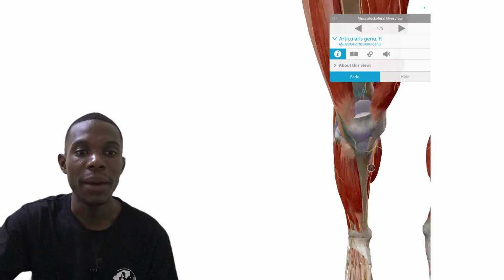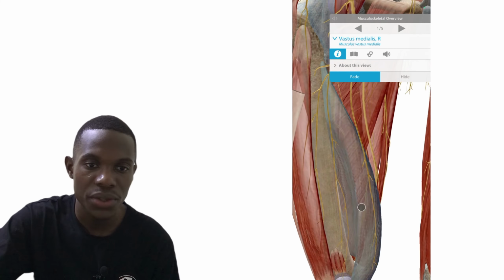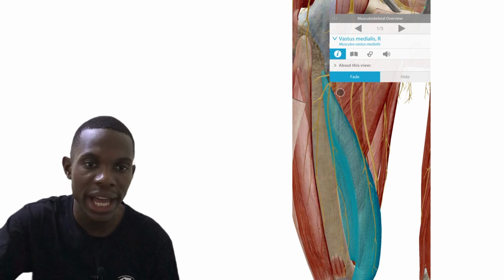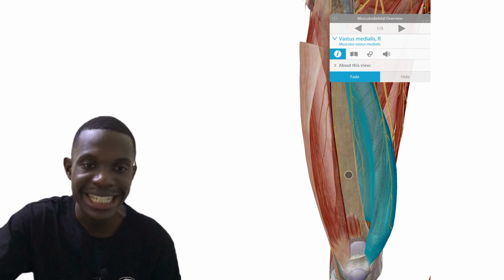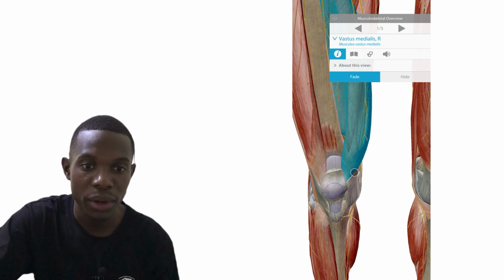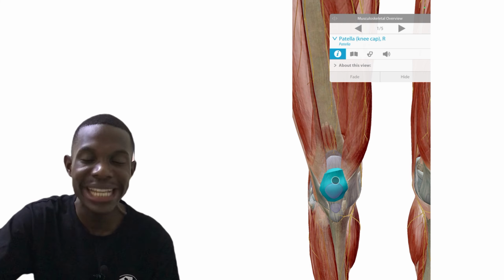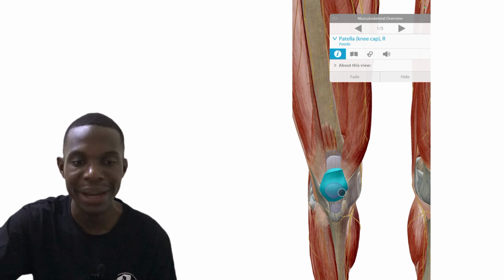Very important. Now we go to the vastus medialis. So right here, this is your beautiful muscle. That's your vastus medialis. Vastus medialis originating where? From the upper end of the shaft, and then it's going to attach. This one is very important because it's going to attach to the base of the patella and the medial two-thirds of the patella.